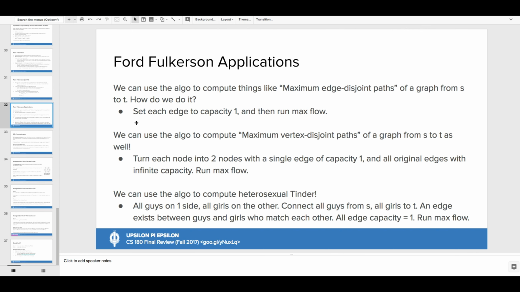Now, we can use the algorithm to compute the maximum vertex disjoint paths as well. This one is not immediately obvious. Think about it for a minute.